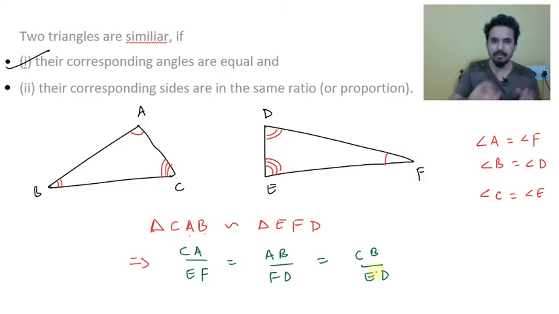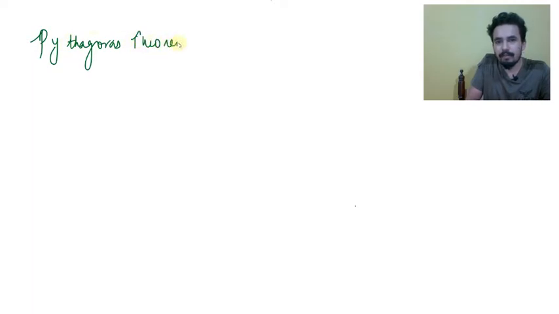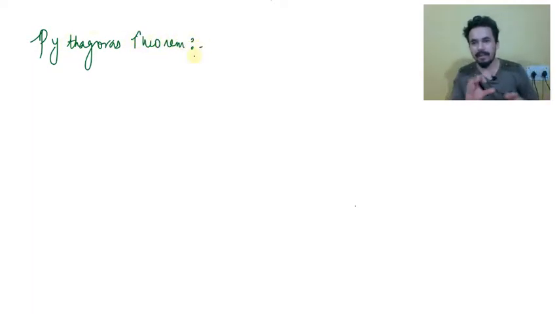Now we will use this concept in the Pythagoras theorem, to see how we can prove it. Pythagoras theorem is quite simple: in a right angle triangle, hypotenuse squared is equal to the sum of base squared plus perpendicular squared. So how can you prove it using similarity? Let's use this concept.